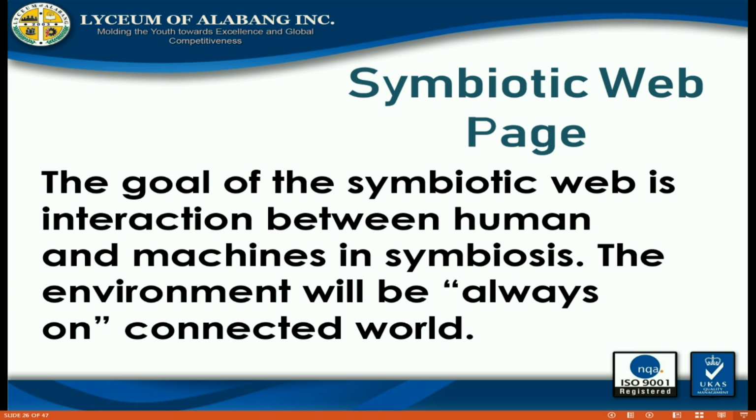Symbiotic Web Page. The goal of the symbiotic web is interaction between humans and machines in symbiosis. The environment will be an always-on connected world. It is suspected that it will be an age in which each person will have a digital alter ego and will talk more and more with new interfaces like intelligent machines. There's also a pretty dystopian vision of the web in the future, with a greater control of information that will affect not only the digital world but also the reality around us.